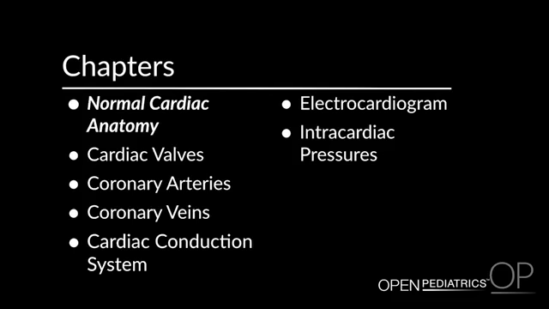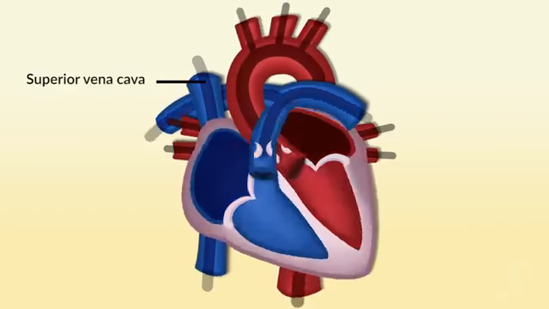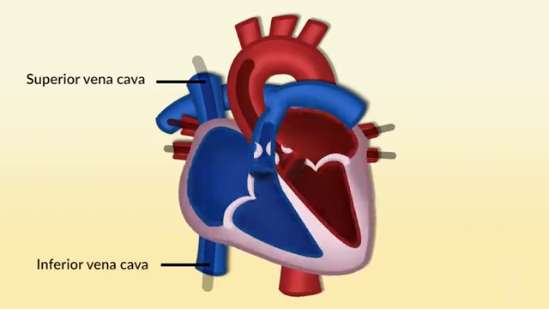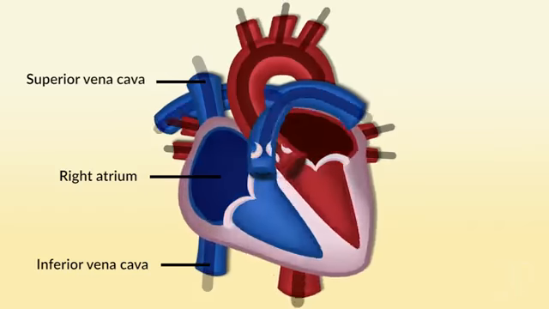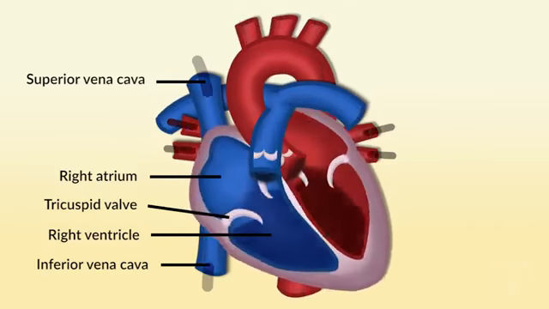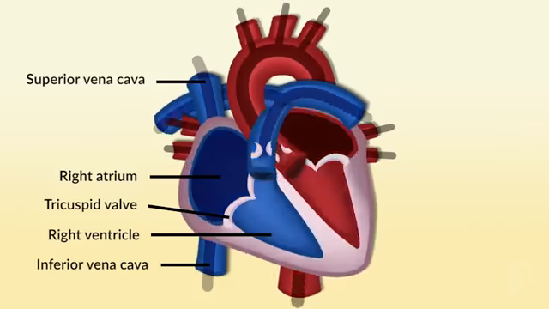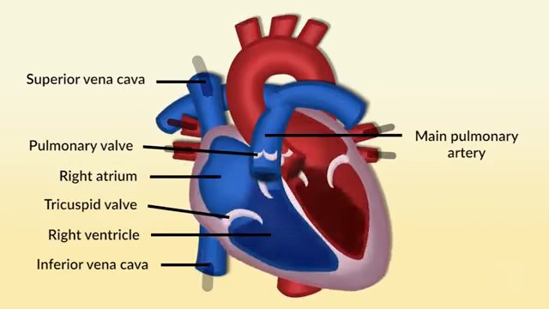Normal cardiac anatomy. The right side of the heart receives venous blood from the body through the superior and inferior vena cava, which enter the right atrium. Blood flows through the tricuspid valve into the right ventricle. Blood leaves the right ventricle through the pulmonary valve into the main pulmonary artery.